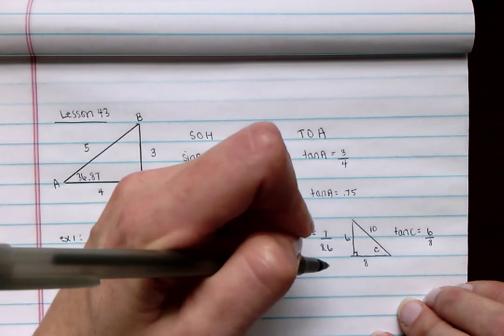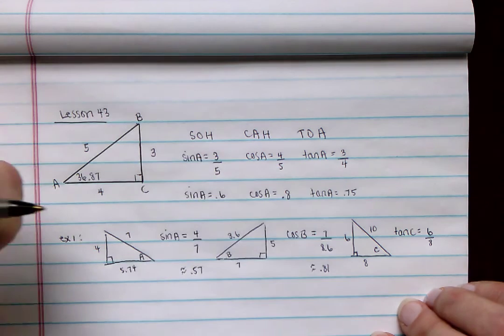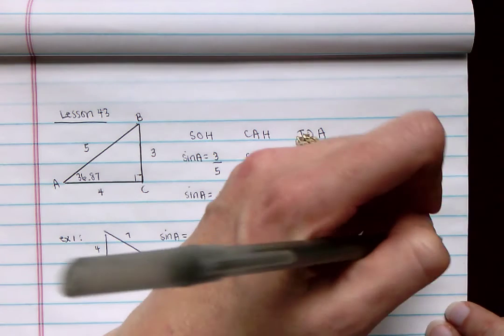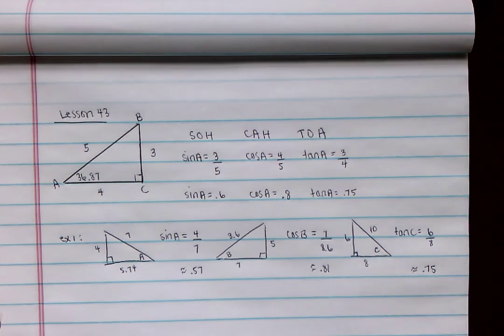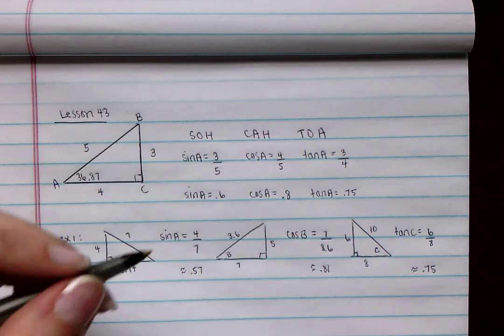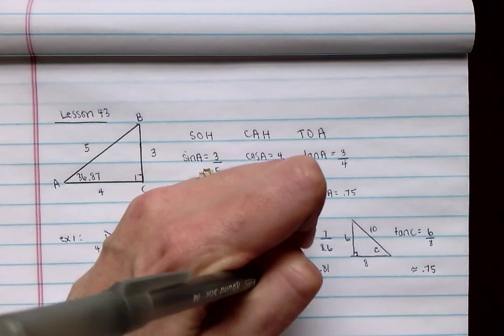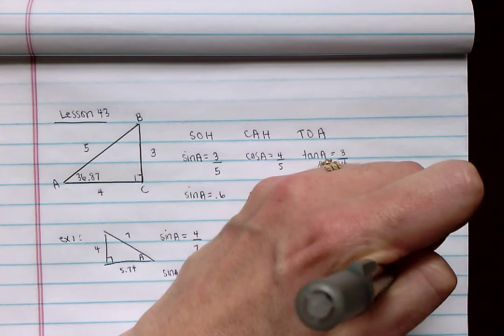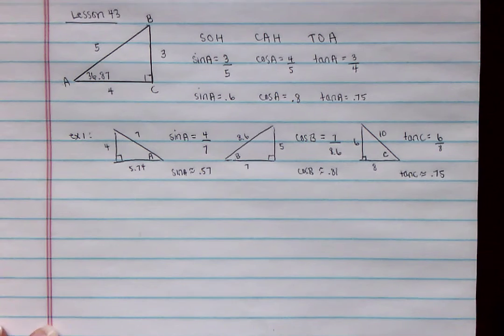7 over 8.6 is approximately 0.81. And then this one is nice and easy. This is 0.75. Okay? And so those are the three right there: sine A, cosine B, and tan C. Okay, so for the next part, that's example 1.